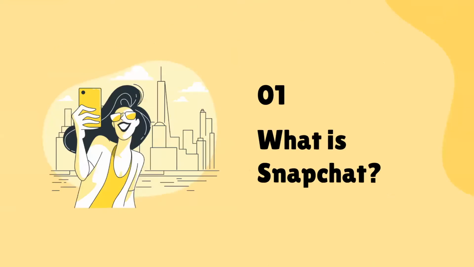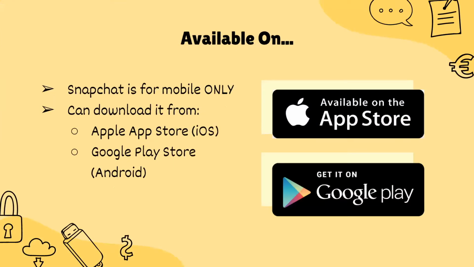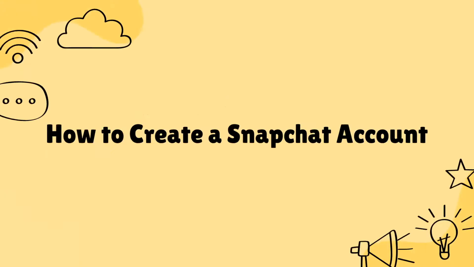What is Snapchat? Snapchat is a free multimedia messaging app developed by Snap Inc. It was released on July 8, 2011. Pictures, videos, and messages are only available for a short amount of time before they are inaccessible to their recipients. Snapchat is for mobile only. You can download it from the Apple App Store on iOS or the Google Play Store on Android.